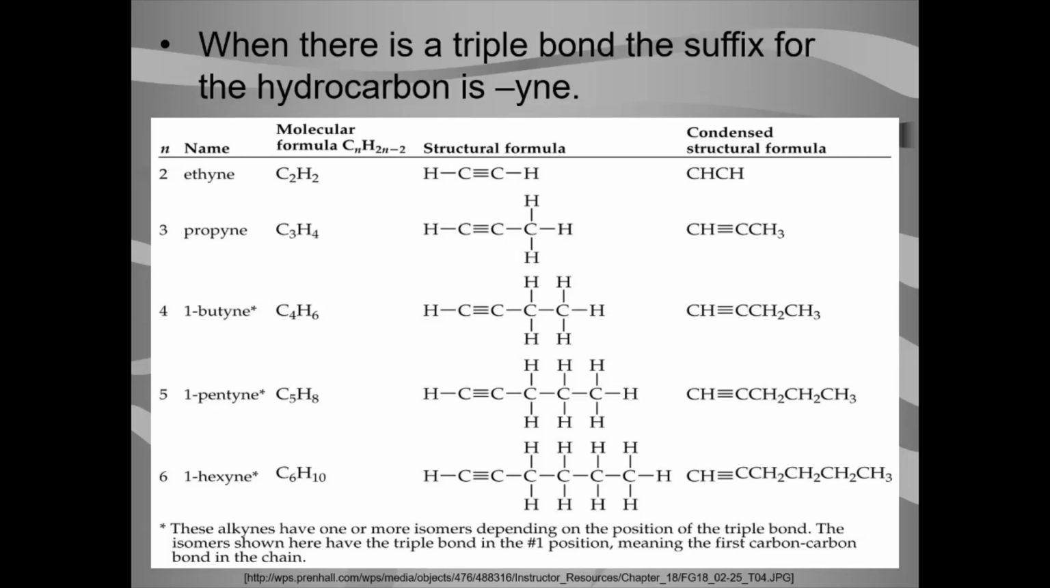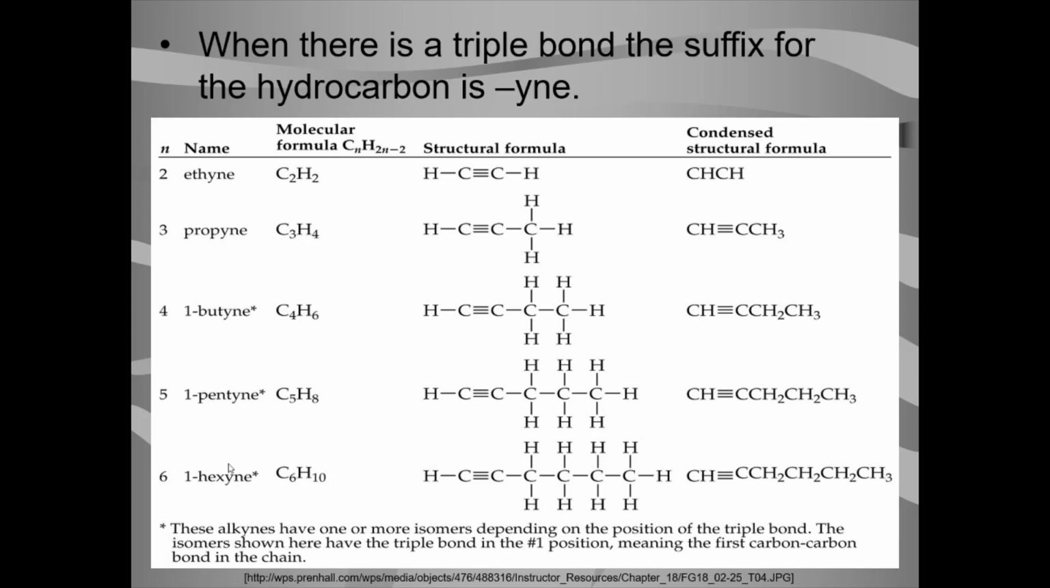Okay, so what about a triple bond? A triple bond is when you have 3 lines in between the carbons, just like this, and it's going to follow the same rules as the eth, prop, bute, pent, hex based off of the number of carbons, but now the ending is going to change one more time. The ending for these hydrocarbons is going to be ine, Y-N-E. So we have ethine, propine, butine, pentyne, and hexine.